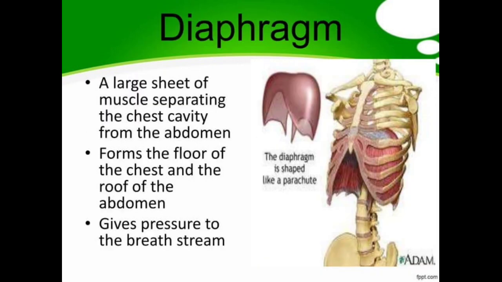Diaphragm. Our diaphragm is a large sheet of muscle separating the chest cavity from the abdomen. It forms the floor of the chest and the roof of the abdomen. It gives pressure to the breath stream.